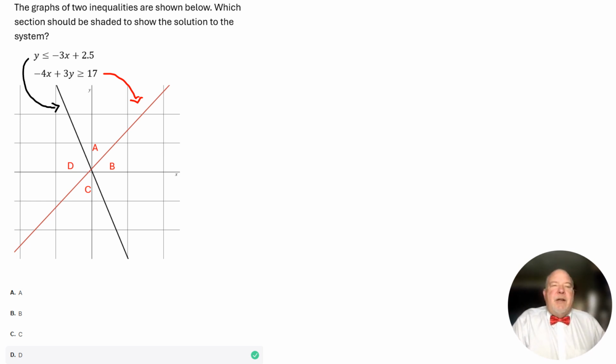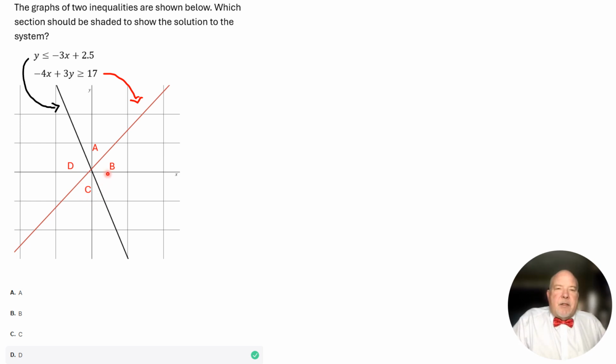So for the shading, what you want to do is pick a point on the graph and plug it into the inequality and see if that point is a solution to the inequality or not. And if it is, then you shade on that side. If it's not, then you shade on the other side. Now, the easiest point to typically pick is 0, 0.